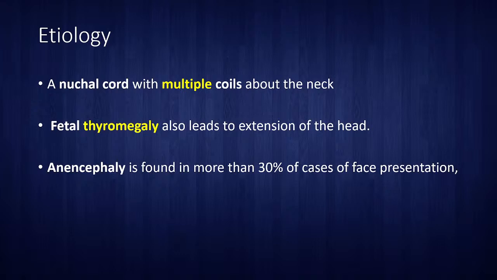Other causes are also there, like nuchal cords. If multiple nuchal cords are there around the neck, the neck will fail to become flexed. If something is there here, it will not become flexed, it will become extended. Fetal thyromegaly, same mechanism. If a big thyroid is there, the fetal head will be extended. Anencephaly reason is not known, but in anencephaly also face presentation is common.